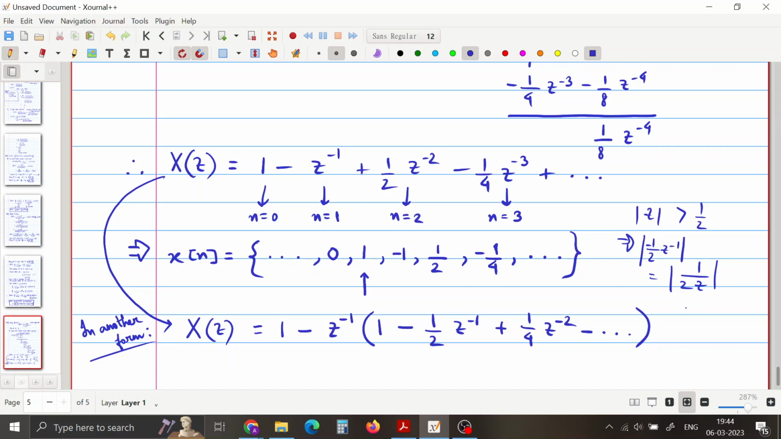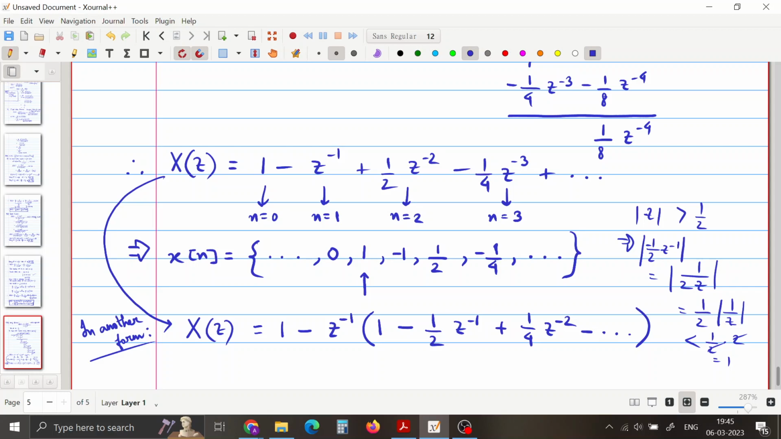Okay, so mod z greater than half means 1 by mod z is less than 2. So this is less than 1 by 2 times 2. So this is 1. So this mod of minus half z to the power minus 1, its modulus is less than 1, and this is the condition that we need for the common ratio's modulus to be less than 1 for the infinite series to converge to a finite value, right?